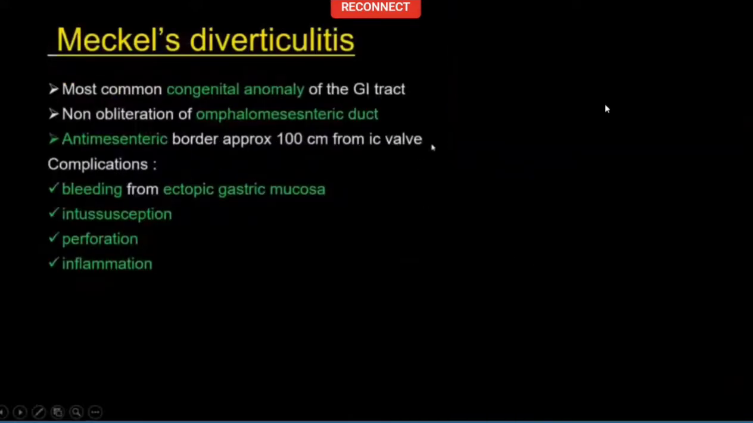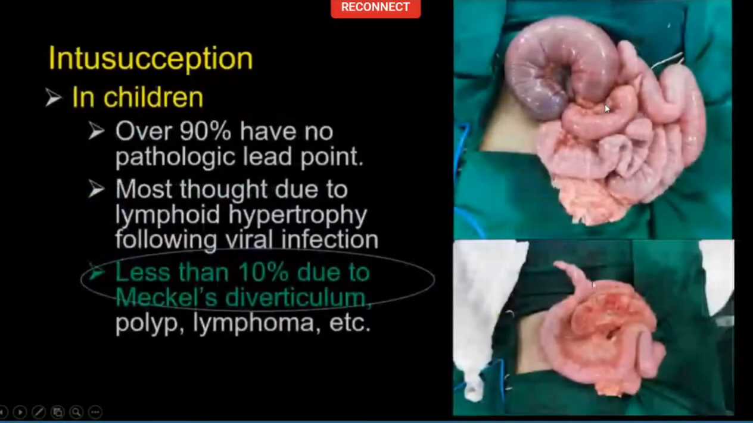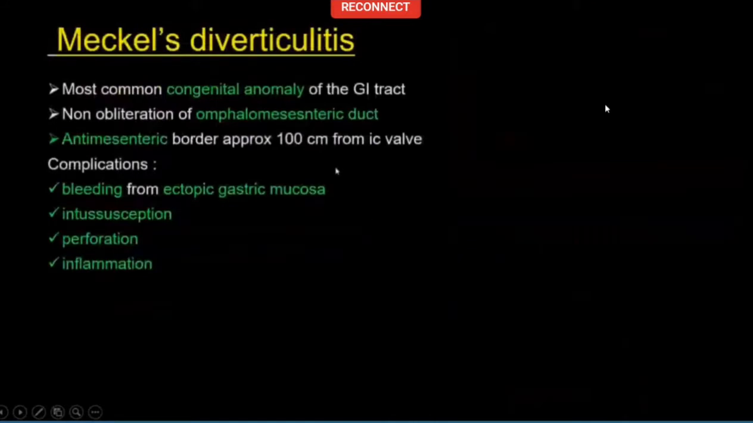So what is Meckel's diverticulum? It is a congenital anomaly of the GI tract, due to non-obliteration of the omphalomesenteric duct. So it is along the anti-mesenteric border, as we can see it here. It is approximately 100 centimeters from the IC valve.